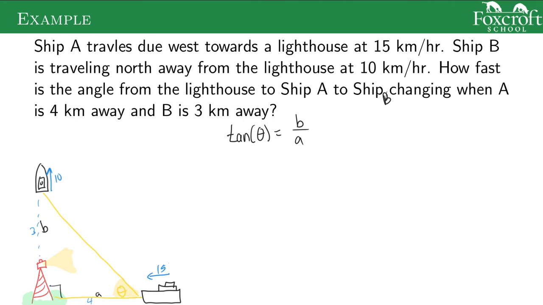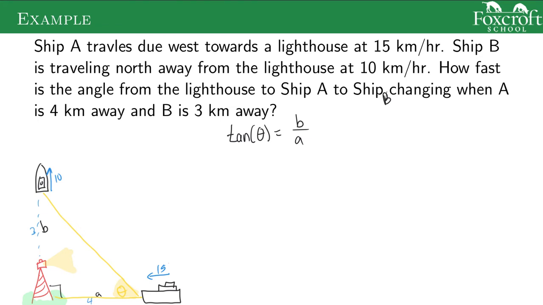All of these quantities are changing, because as the ships move, you can imagine the angle is going to change. It's very rare that it would just stay the exact same because things are moving around. And we definitely know the distances b and a are changing because these ships are moving. So we can't plug anything in right away; now we have to take derivatives.